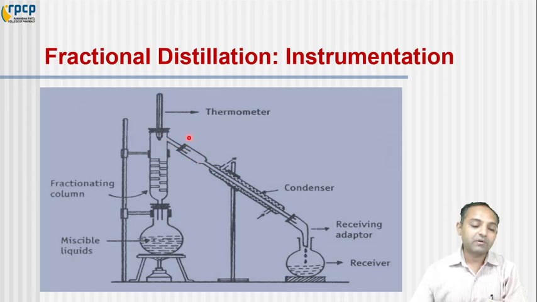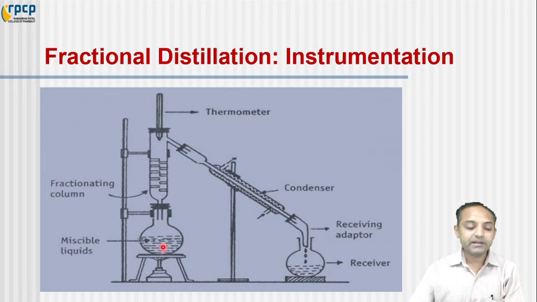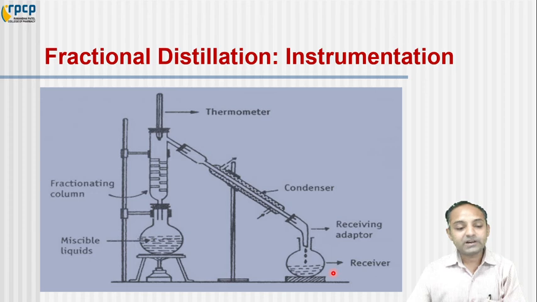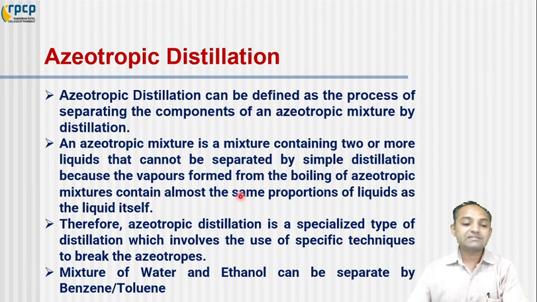After vaporization, some of the vapor passes through the condenser, and some of the vapor is sent back into the fractionating column and ultimately returns to liquid. This is how we can purify or separate two miscible liquids whose boiling points are very close to each other by fractional distillation. Applications include separation of volatile miscible liquids with near boiling points, such as acetone and water, as well as chloroform and benzene.